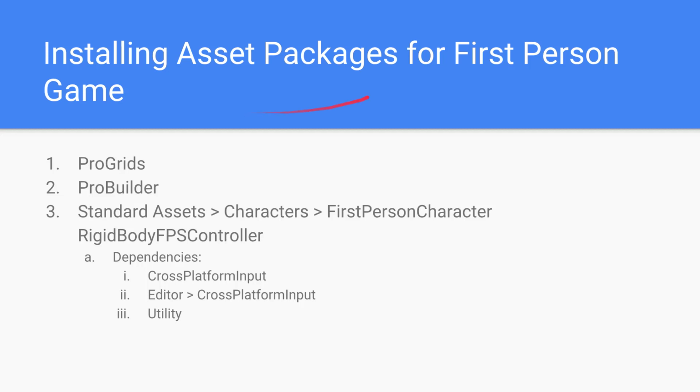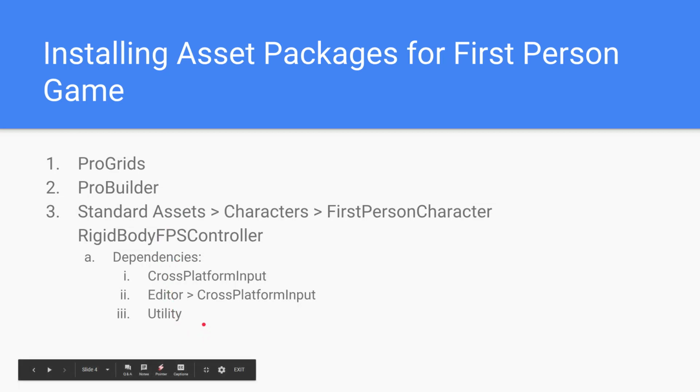And so we're going to install Pro Grids, Pro Builder, and then just the regular old rigid body FPS controller that's in the Unity standard assets, which is kind of surprisingly not easy to get sometimes. So anyway, let's get right to it.